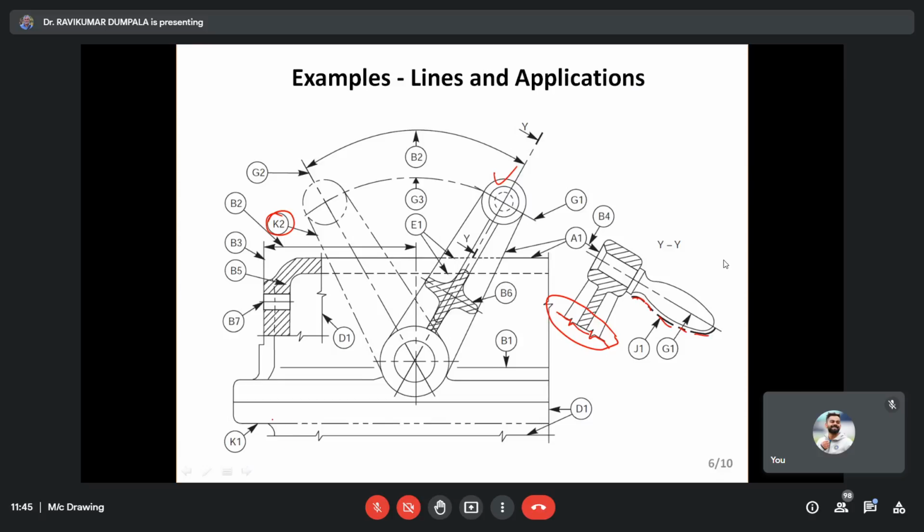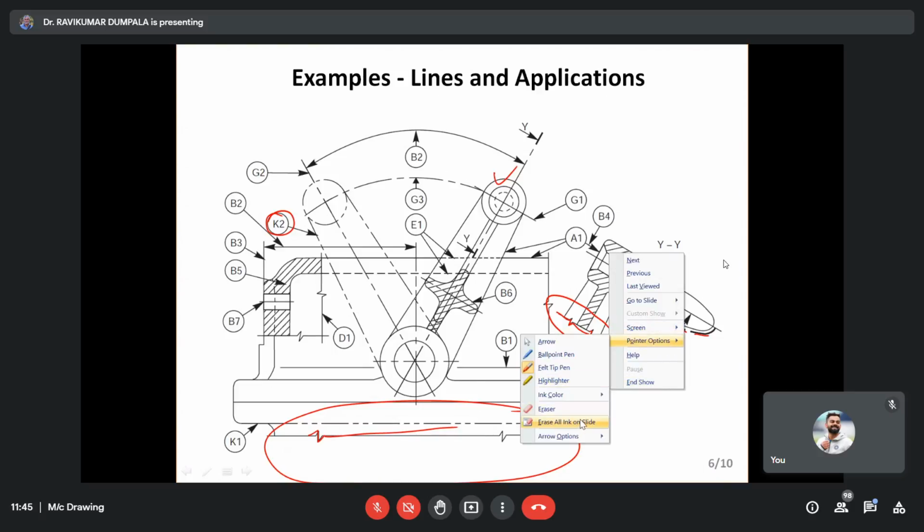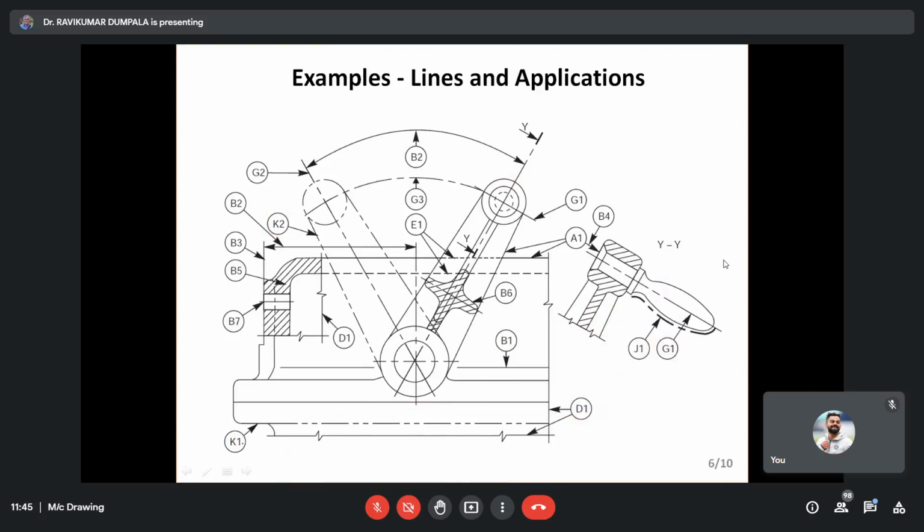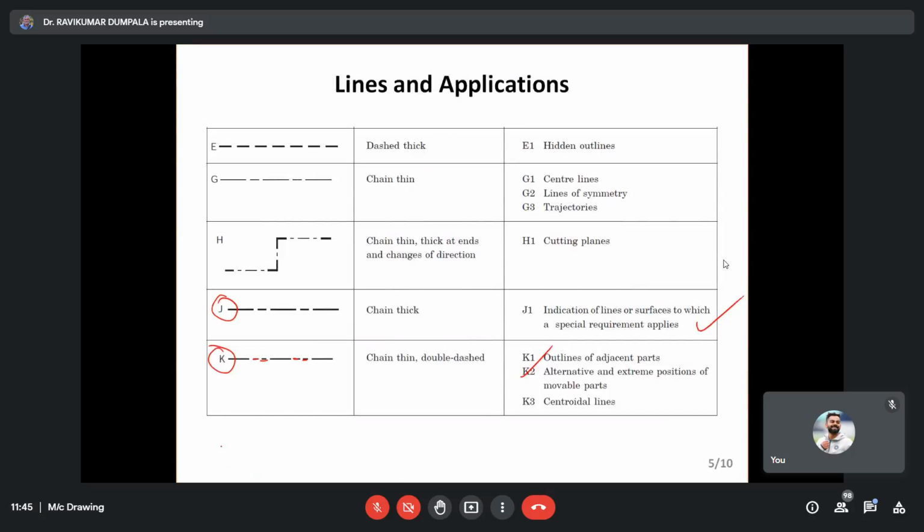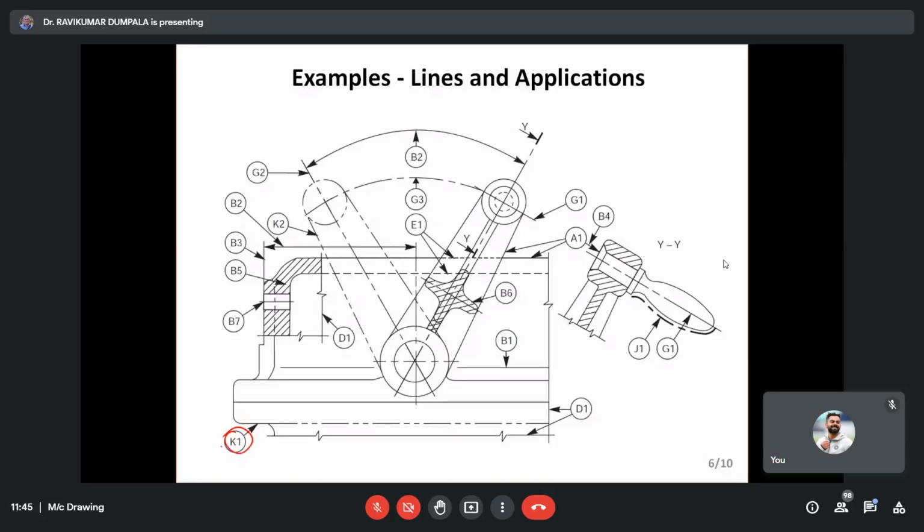Here also at the bottom you see is a bed or something, right? So they don't write the line like this. So you have to use very. See, they mentioned K1. You see what is K1? Outlines of adjacent parts. The outline of some other adjacent component is there actually. So that's why they mentioned it is the outline of the adjacent part.